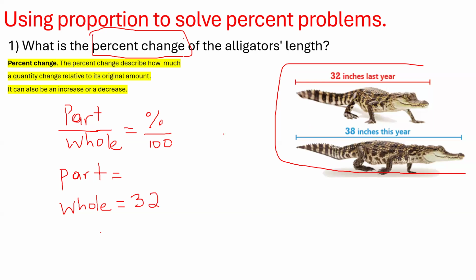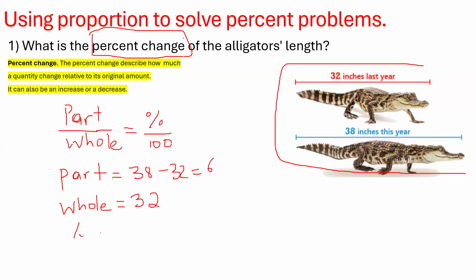What is the part in the problem? The part is the difference between the original value and the new value. The old value was 32, which is the original length before it changed, and now the new length is 38. To find the part, you are going to take 32 from 38, and we are left with 6. So the part is 6 inches, right? The length increased by 6 inches.